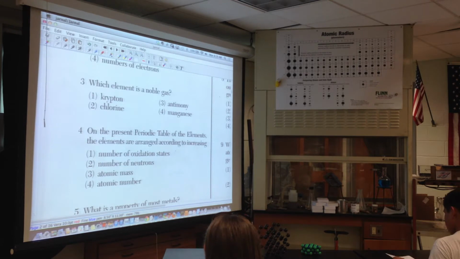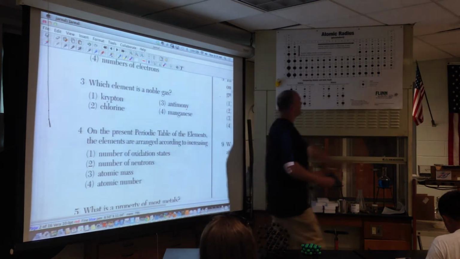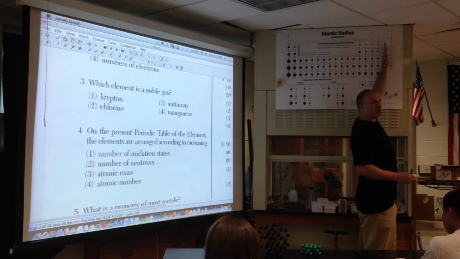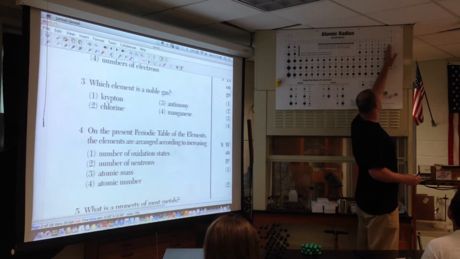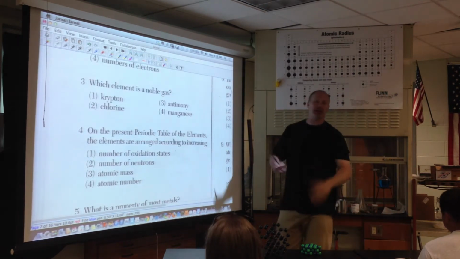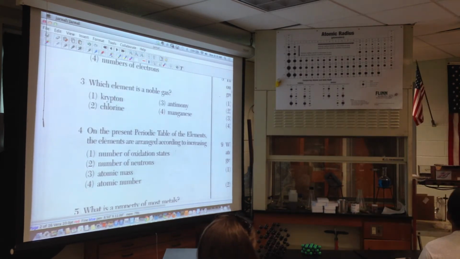Which element is a noble gas? Noble gases, you should all know at this point, are the last column. They're the column that is most stable. They have the filled octets, with the exception of helium. So krypton is Kr. Now, how do I know krypton is Kr?